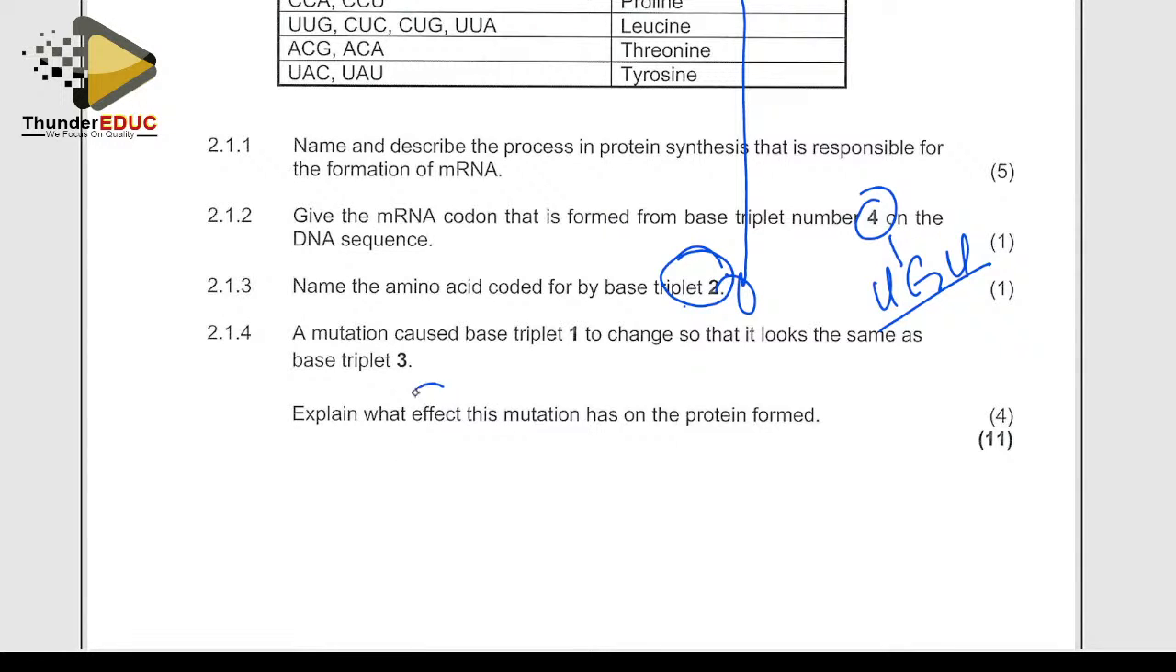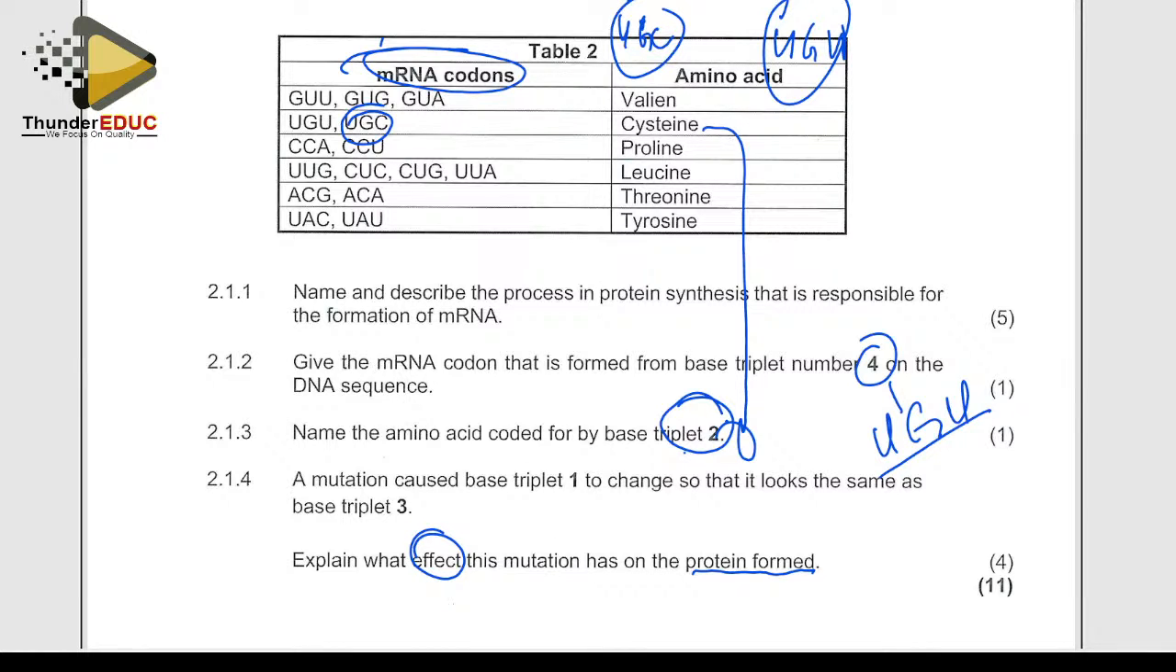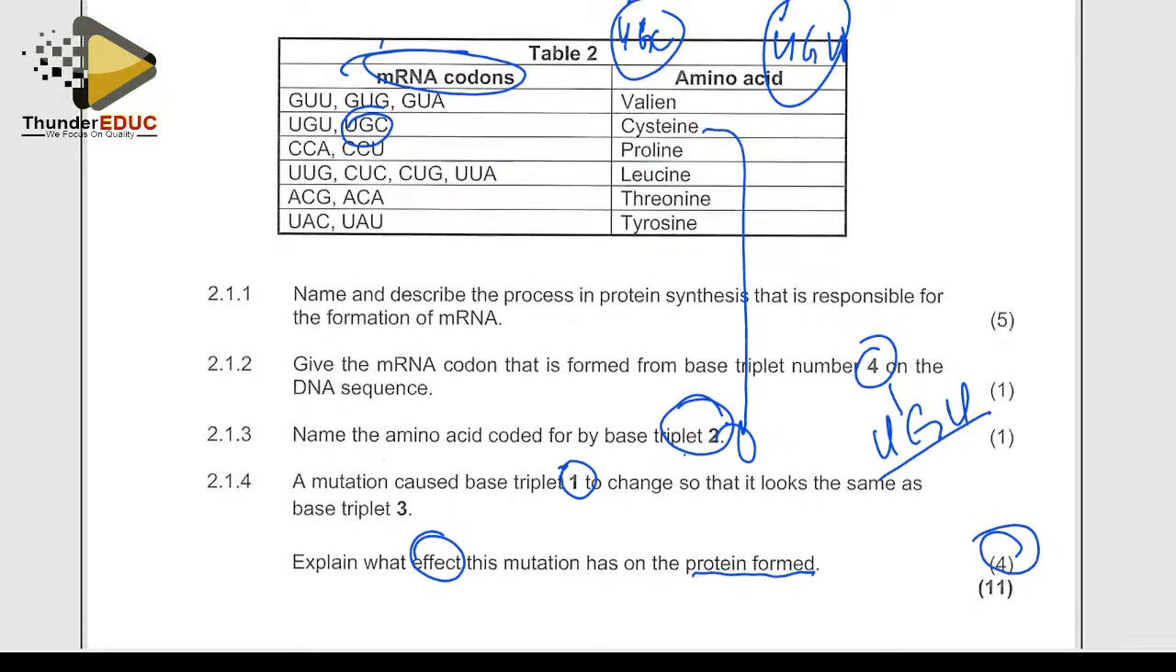Explain the effect. They want to know the effect this mutation has on the protein. So what happened and how do you write to get these 4 marks? Saying that mutation caused triplet 1. So let's look at triplet 1.